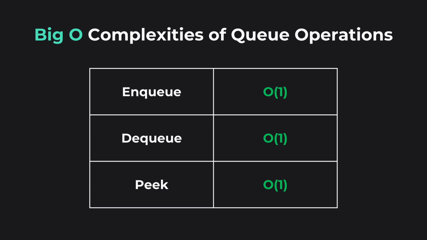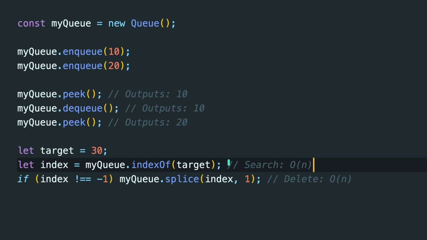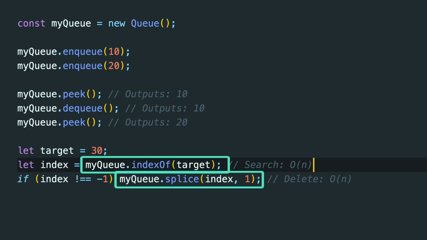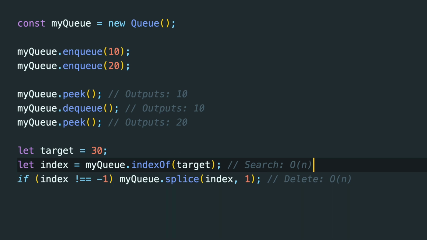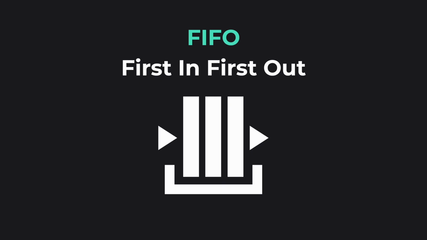However, like in any other data structure, queues have their nuances. Searching and removing specific elements in a queue are O of n operations, as you might need to traverse the entire queue. It's not what queues are best at, but it's possible. Remember that queues are mainly used in scenarios where order is important and operations are happening at both ends.